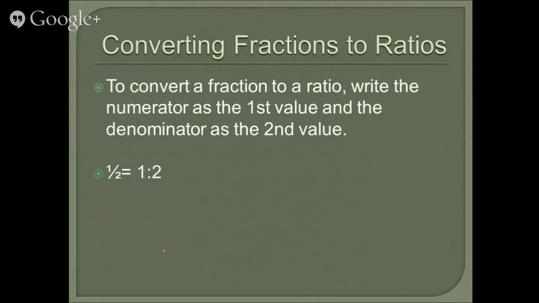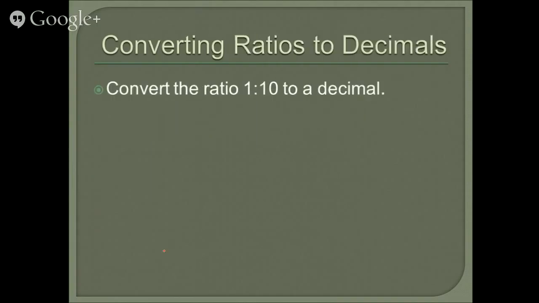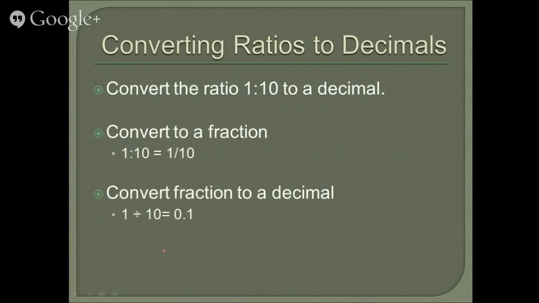When we look at converting ratios to decimals, we write the ratio as a fraction and convert the fraction then to a decimal. So if we have the ratio of 1:10 to a decimal, what's the first thing we have to do? Change it to a fraction, which would end up equaling what? 1/10. So 1/10 is our fraction.